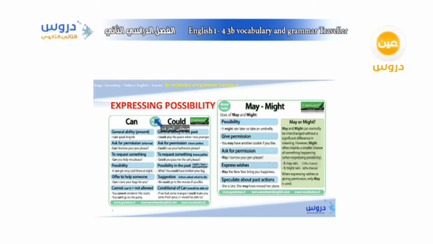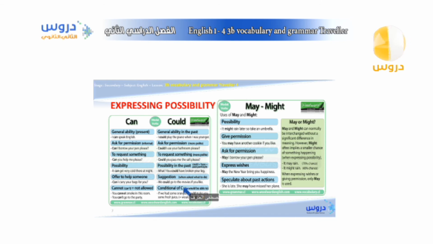You can also ask for permission and it's more polite, very nice. Could I use your bathroom, please? Or to request something more polite. Could you pass me that salt, please? Or possibility in the past, you could have broken your leg. Or you can suggest. So you could say, we could go to the movie if you like. We could watch a movie. We could go on a picnic. So you're trying to make a suggestion here.